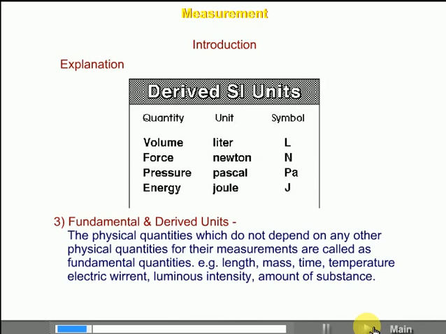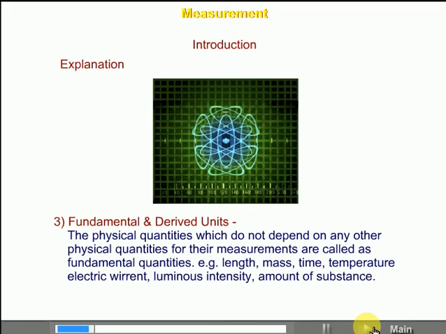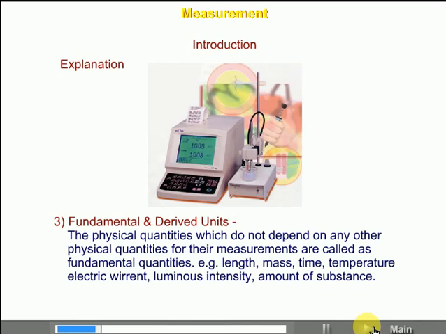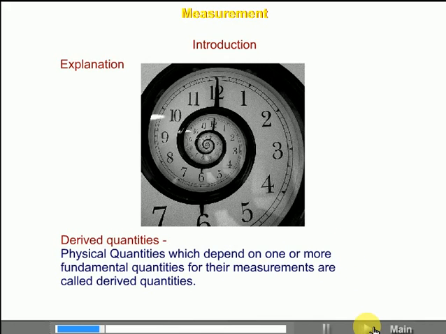Fundamental and derived unit. The physical quantities which do not depend on any other physical quantities for their measurements are called fundamental quantities. Example: length, mass, time, temperature, electric current, luminous intensity, amount of substance. Derived quantities. Physical quantities which depend on one or more fundamental quantities for their measurements are called derived quantities.